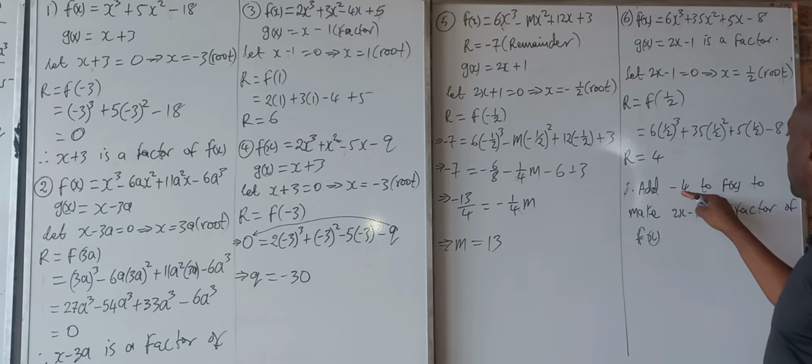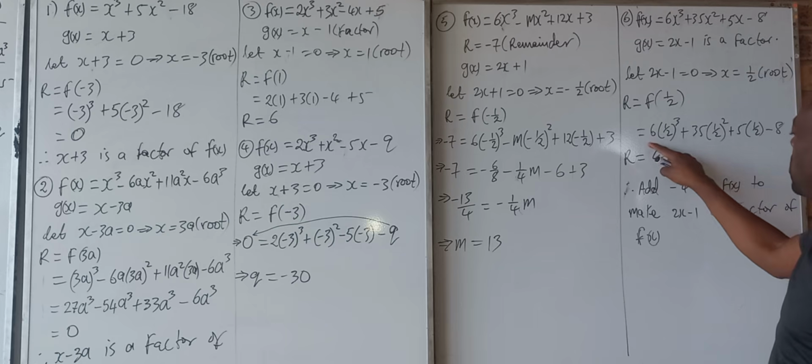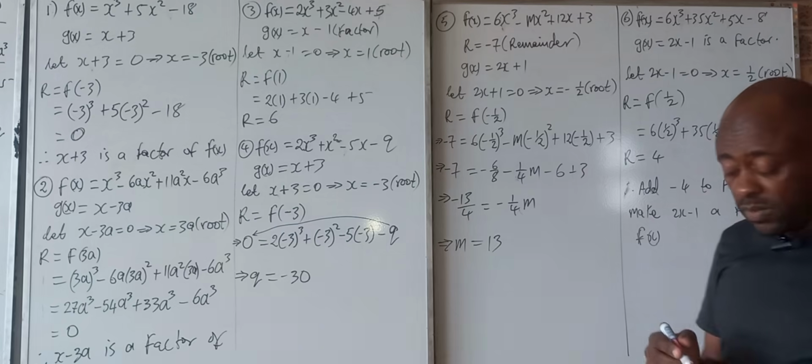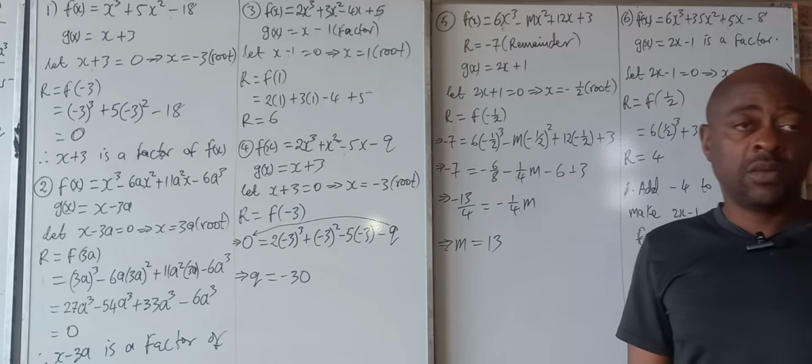If you want to verify that, if you add negative 4 there, you see that negative 8 minus 4 will be negative 12. So if you repeat this calculation, putting negative 12 there, you will get 0. So, ladies and gentlemen, that is how elementary problems of factor and remainder theorems are.